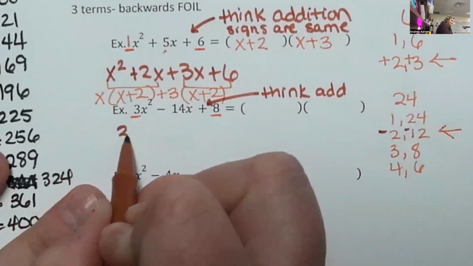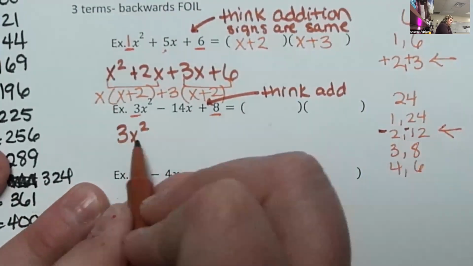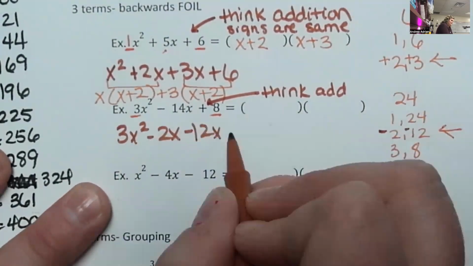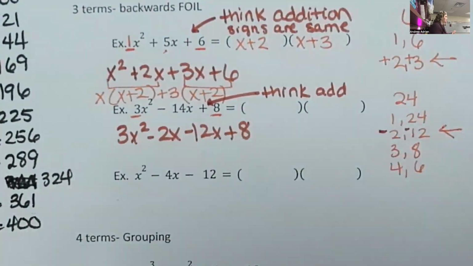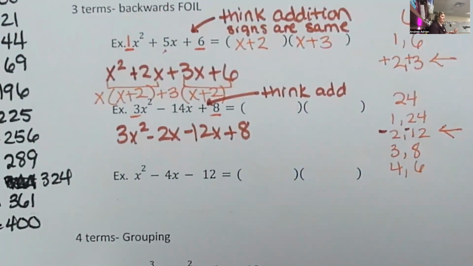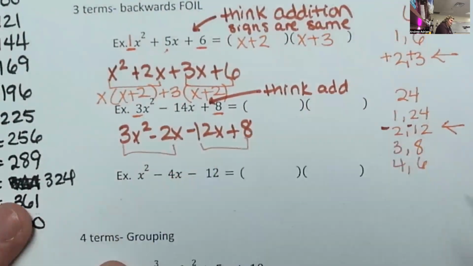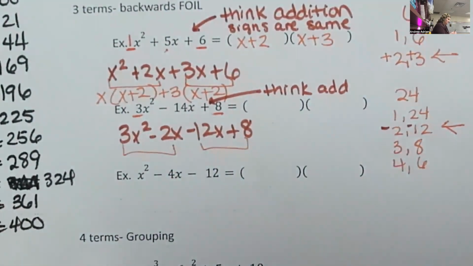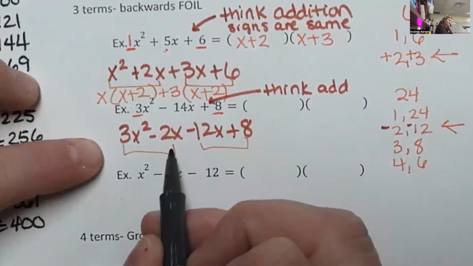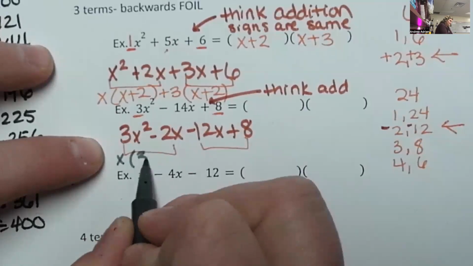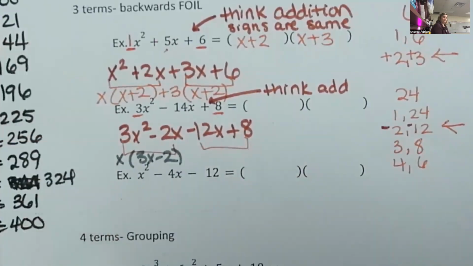Okay, so I'm going to rewrite this. 3x squared minus 2x minus 12x plus 8. Haven't changed the value of anything because a negative 2 and a negative 12 makes that negative 14. Now I have 4 terms, so I'm going to group them. Take out my common thing in the first group. What's the common thing in the first group? X. I'm left with a 3x minus 2.